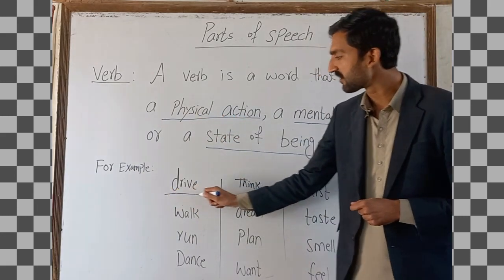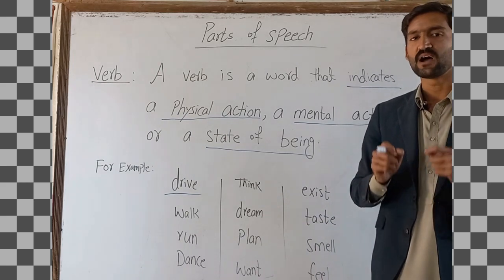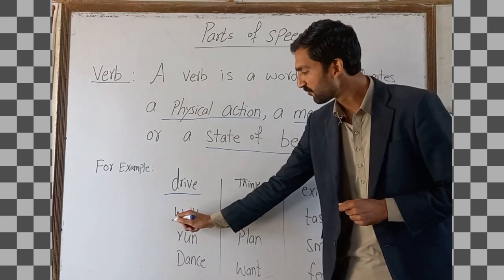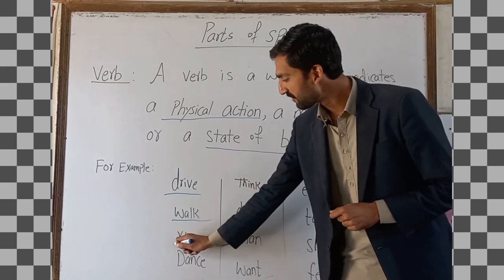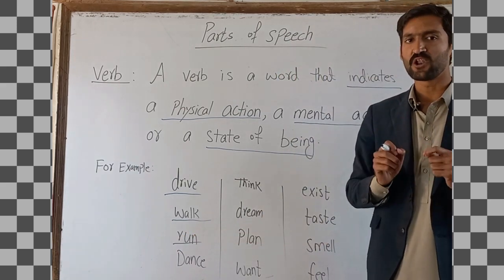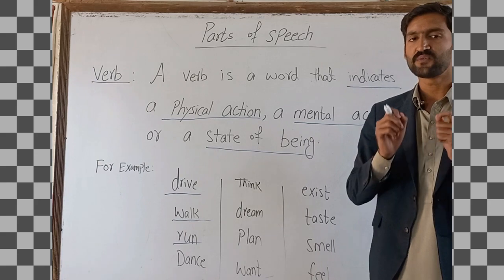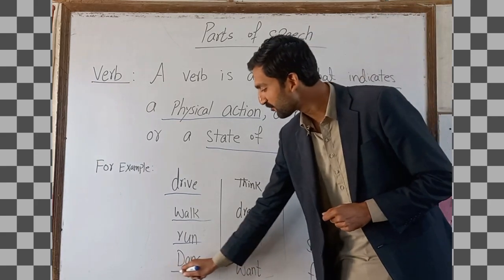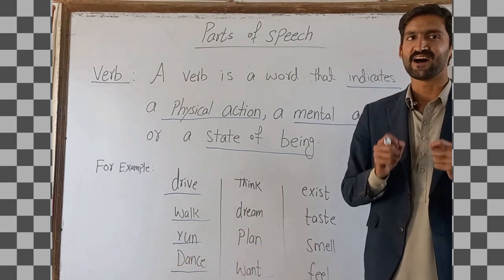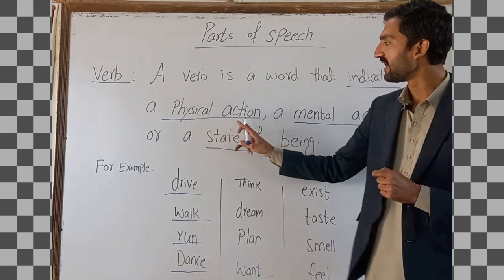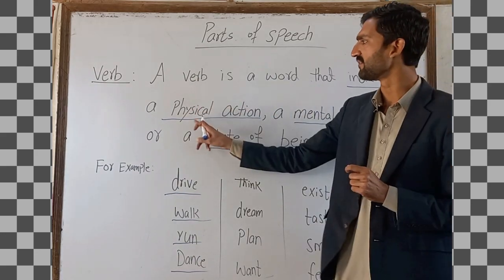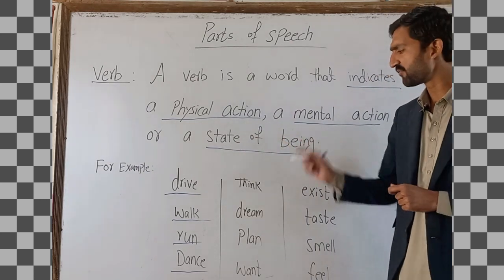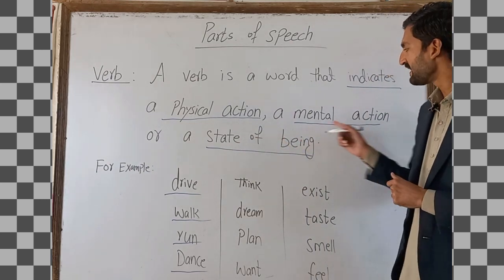Whenever you drive a car, you perform a physical action. Whenever you walk, it is linked with physical action. Whenever you run, it also belongs to physical action. And whenever you dance at parties, it is also linked with physical action. So the first action that a verb performs is a physical action. Further we have a few mental actions.